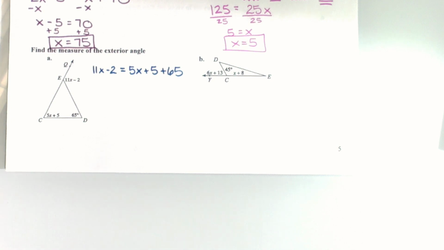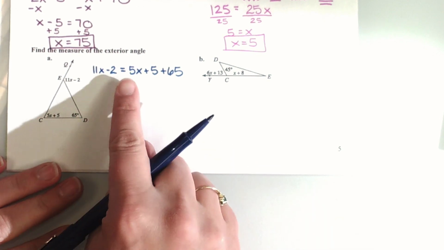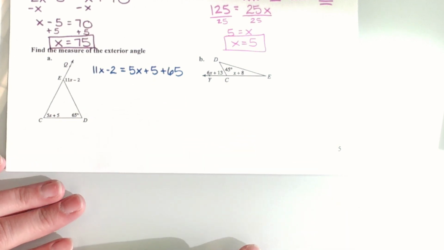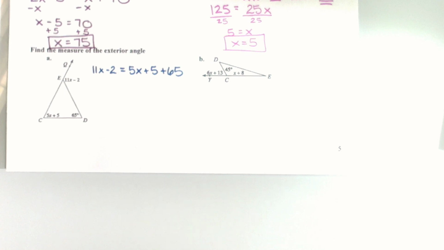Can we add 11x minus 2 to the other side? Can we equal like that? No, because that's what we're solving. That's supposed to stay on that side. We can do the 11x, right? Okay, so could we write it as 5x plus 5 plus 65 is equal to 11x minus 2? Absolutely. I just tend to follow the theorem exactly.